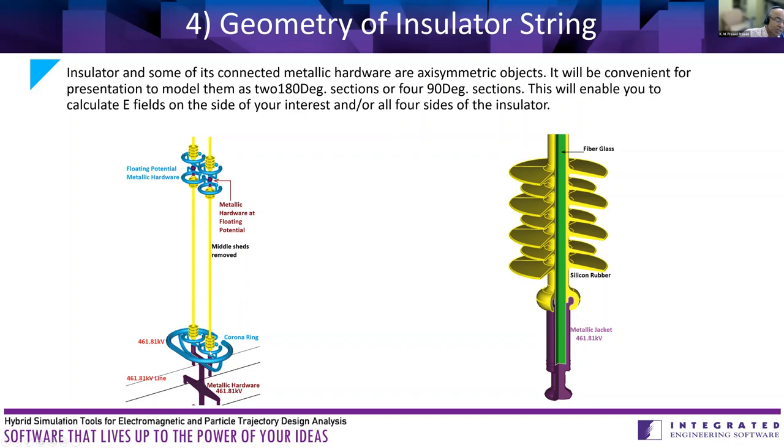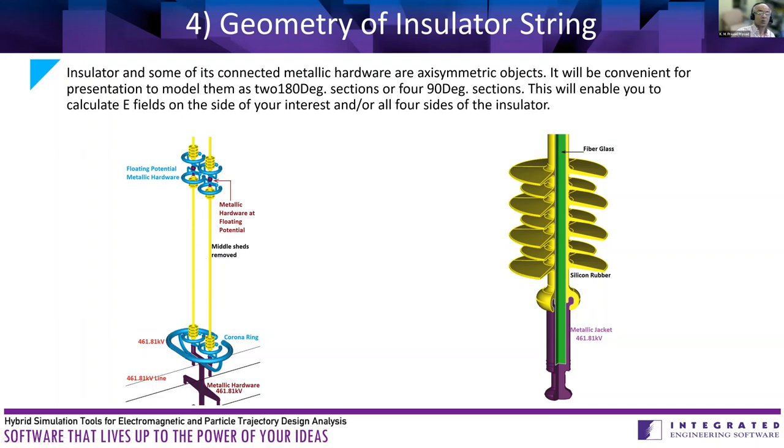See here, the first five or six sheds close to the high voltage line, and similarly five or six from the others on the ground side, you need to model. In between, you don't have to model the insulator. It treats it like a cylinder here.